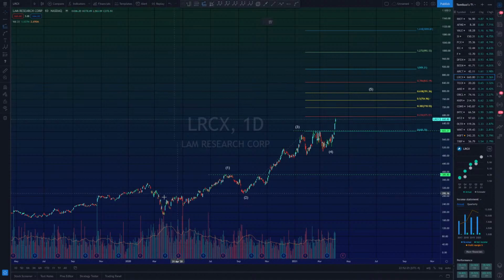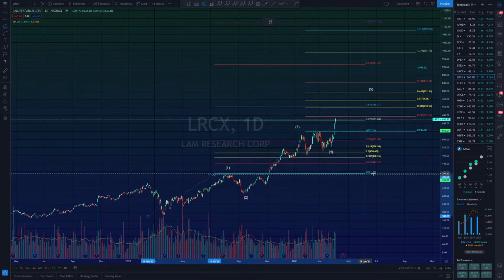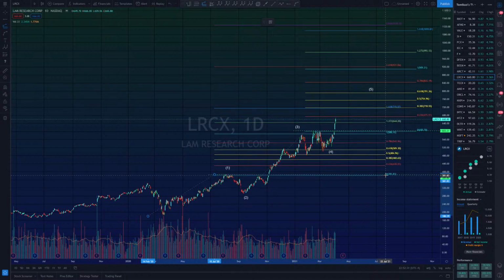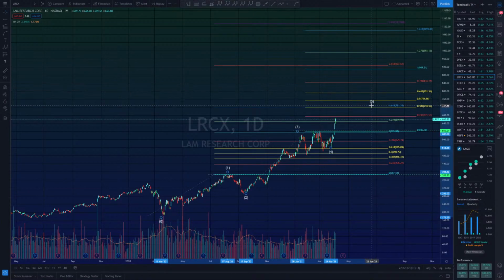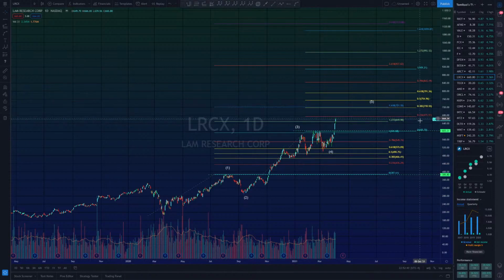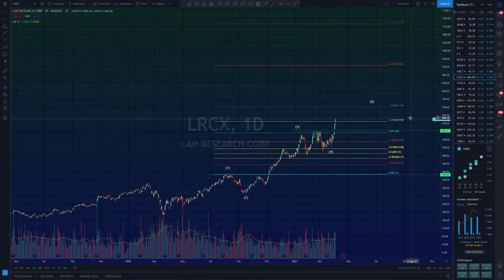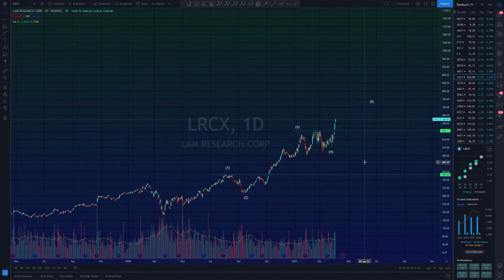I just want to measure all this down here real quick. Let's see what this wave does. If you have an extended wave 3, which it looks like you have a full extension, that would probably put me more down in the 720 to 750 range. So still a lot of upside on LRCX.